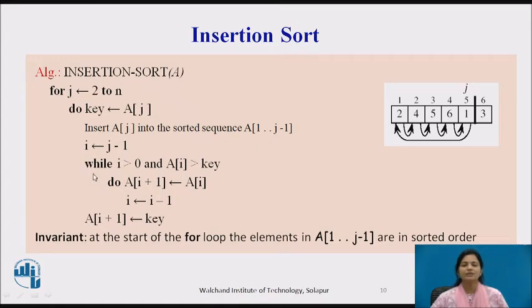If we compare, when to insert that: while i is greater than 0 and A of i is greater than key. Only then are we going to do this, that is A of i plus 1 gets A of i, and then we decrement i, and then we place the key. So in the sorted array there is no need for swapping, just the comparison will happen.